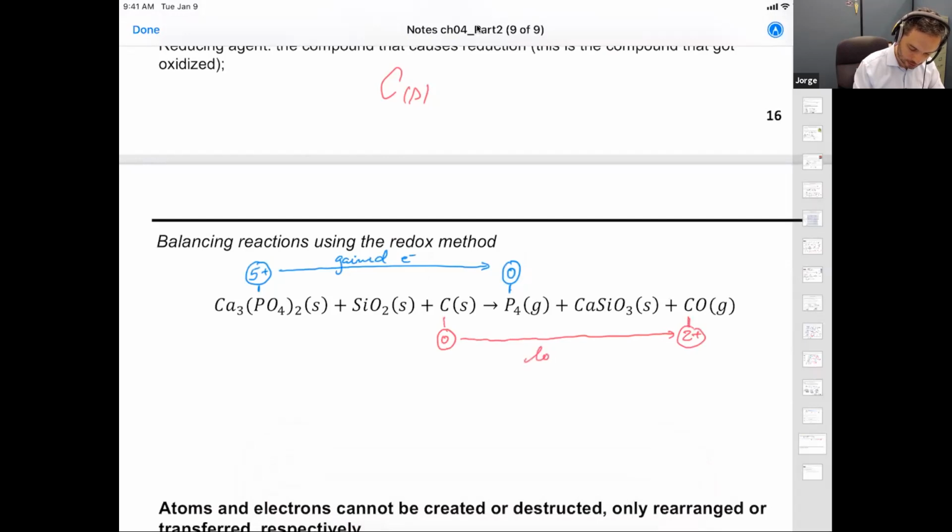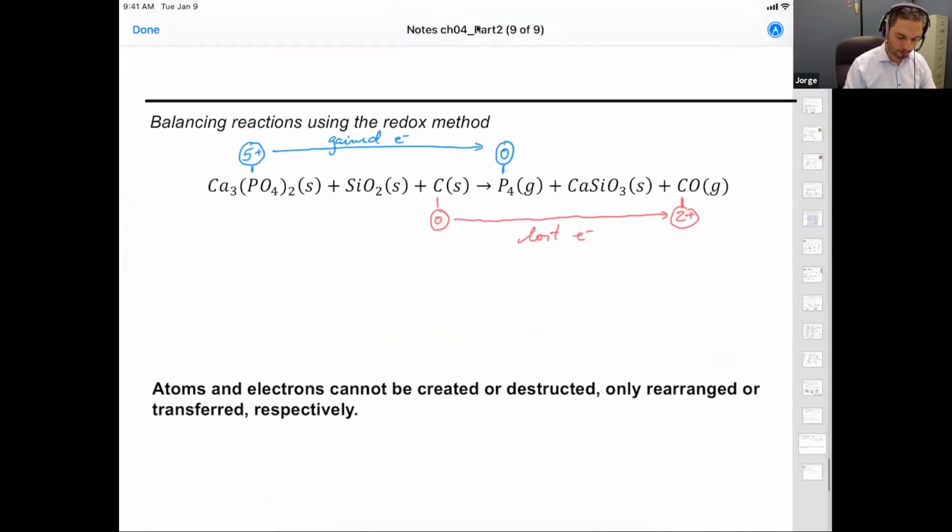Okay, so let's write here, lost electrons. The idea here is that the number of electrons lost has to be equal to the number of electrons gained. Electrons cannot be floating in the reaction medium. Someone has to lose and someone has to gain all the electrons. How do we do that to balance the equation? What I'm going to write here is something called delta. Delta means the change in oxidation state.